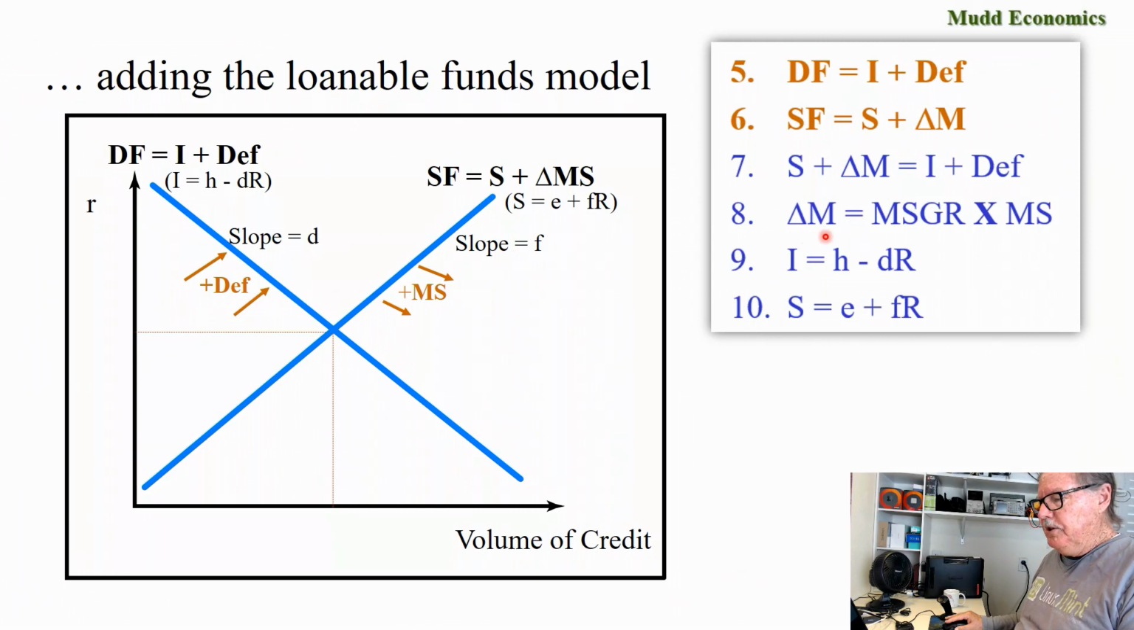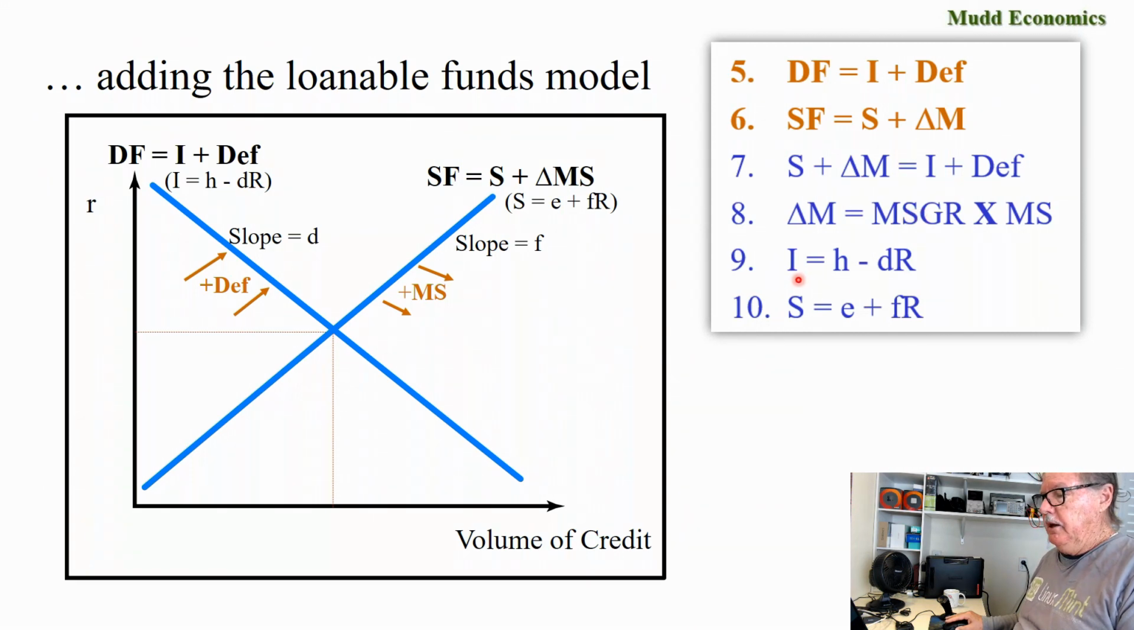Also, the change in the money supply is equal to the money supply growth rate that we assume times the existing money supply. And this equation 8 is necessary because the autonomous variable that we tweak to affect this model is not the change in the money supply or the change in credit. It's the money supply growth rate, which actually is potentially the policy variable that is targeted by the Federal Reserve System.